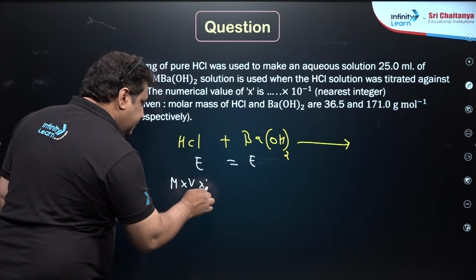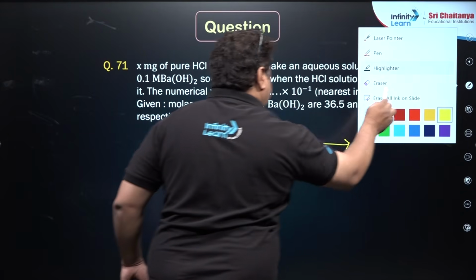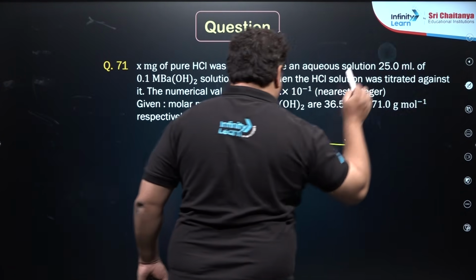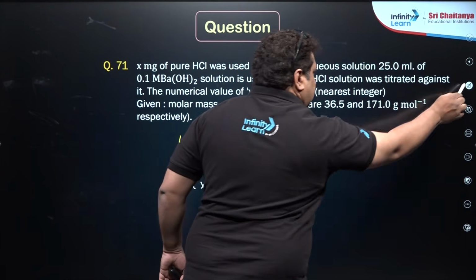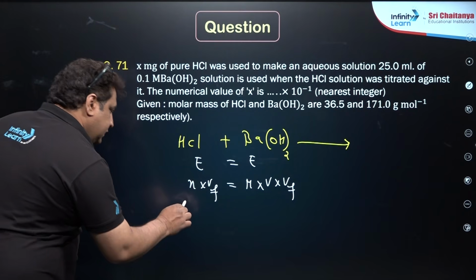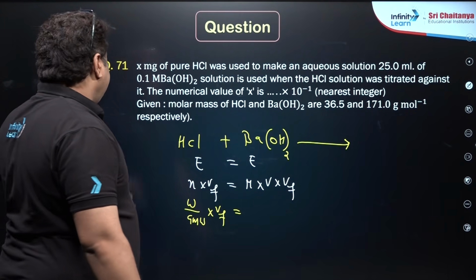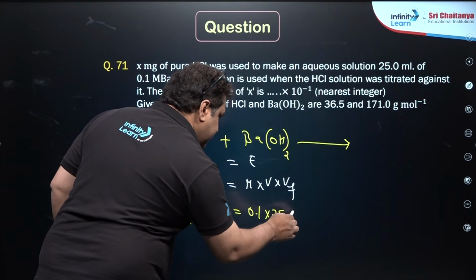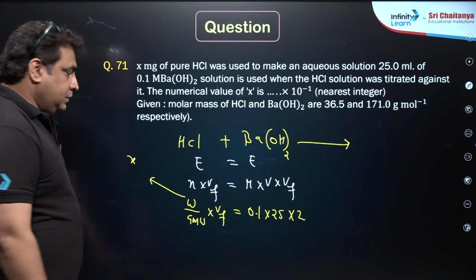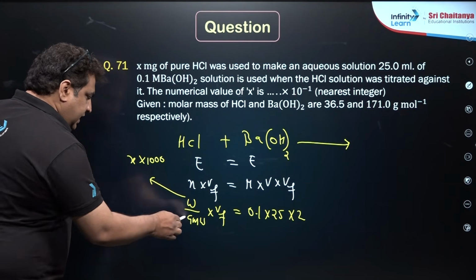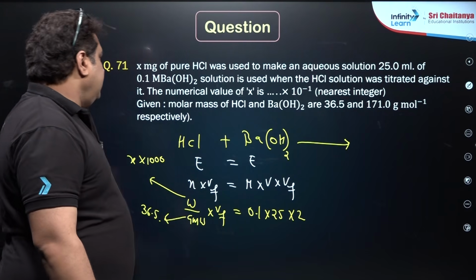So M1 molarity into volume into valency factor of this should be, okay, but he is asking milligram, no? Okay, sorry. If it is milligram, then I should take number of moles into valency factor of this is equal to molarity into volume into valency factor of this, right? Got it, everyone? So number of moles is weight by gram molecular weight into valency factor. What is the molarity of this? 0.1. Volume 25, valency factor 2. Weight is what? In place of weight, you can take x milligram. That means you have to multiply by 1000 to get in grams, and gram molecular weight is what? 36.5. Okay, dear students.